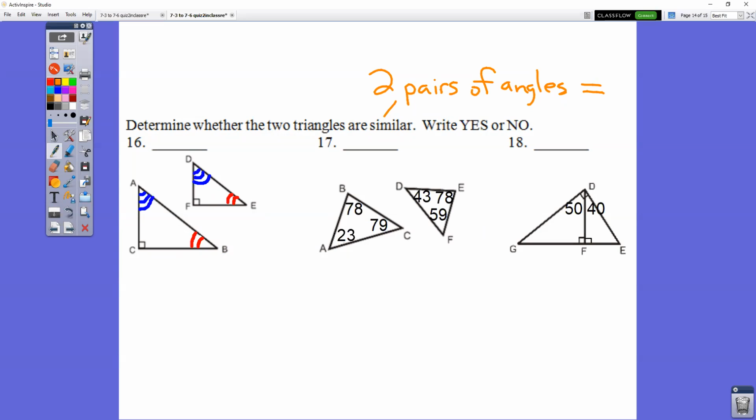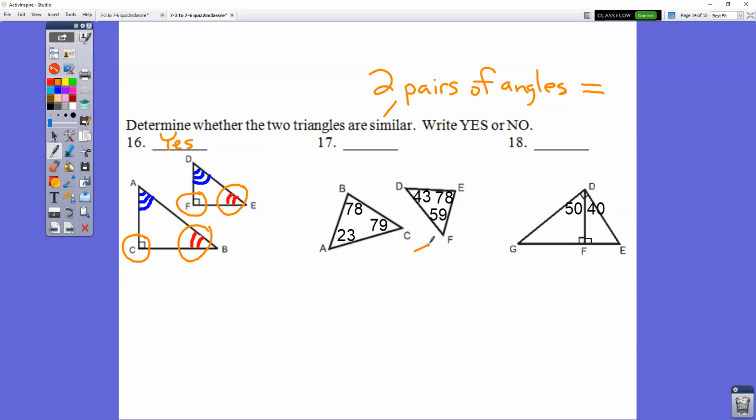So in number 16, we have a right angle and a right angle. That's 1 pair of angles. We have the angle with the 2 curves and the 2 curves. That is enough to say that, yes, they are similar. We do have a 3rd pair as well, but we just need 2 pairs to make it similar. If you have more, that's great.